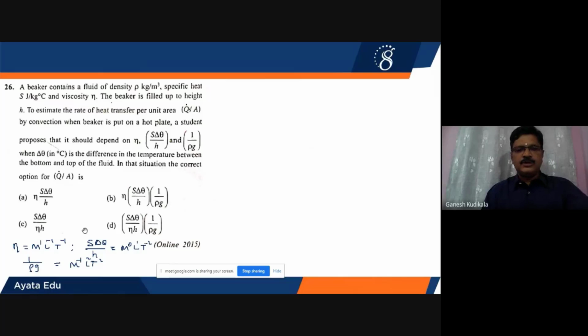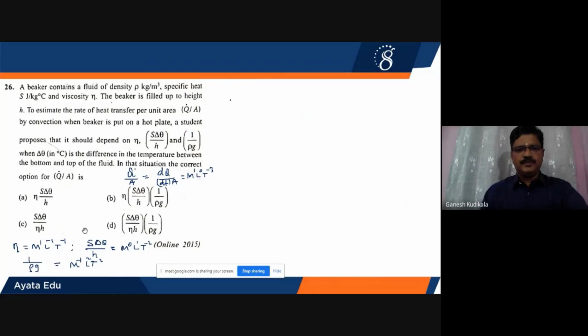Okay, now let us substitute. Q dot by A is nothing but dq by dt into area of cross section. If I calculate separately, dq is the small amount of heat given to the system, and heat is nothing but energy. So therefore the energy dimension formula I can use. dt is time, area is L square. On substituting, I'll get this as m1 L0 t power minus 3.